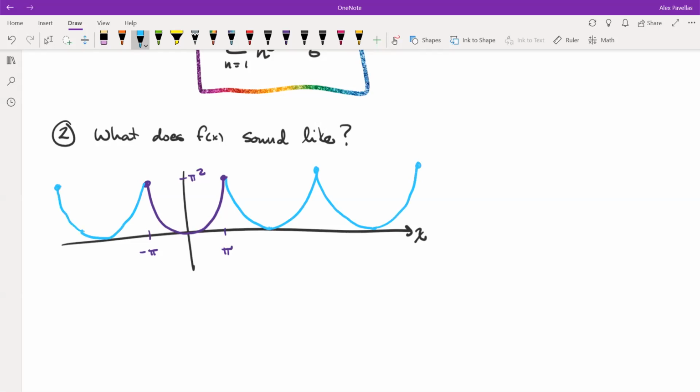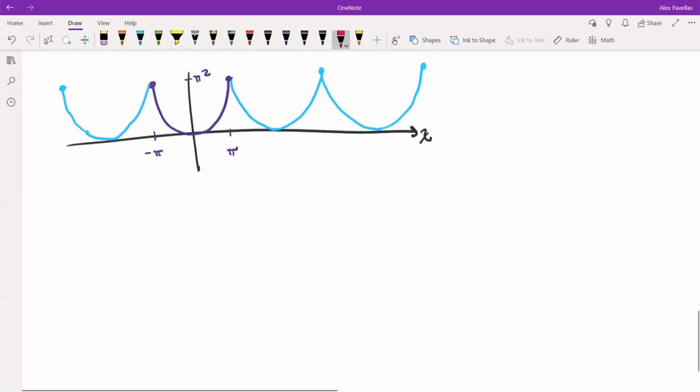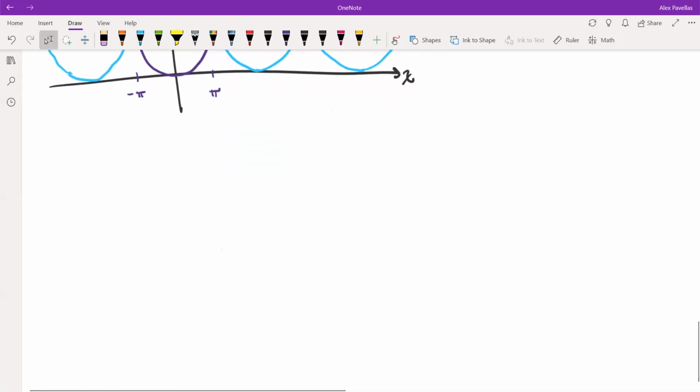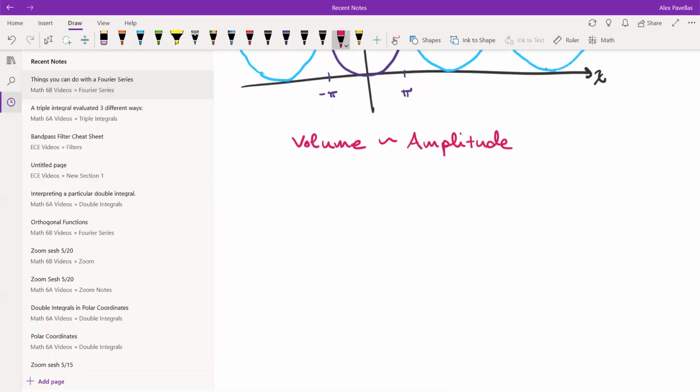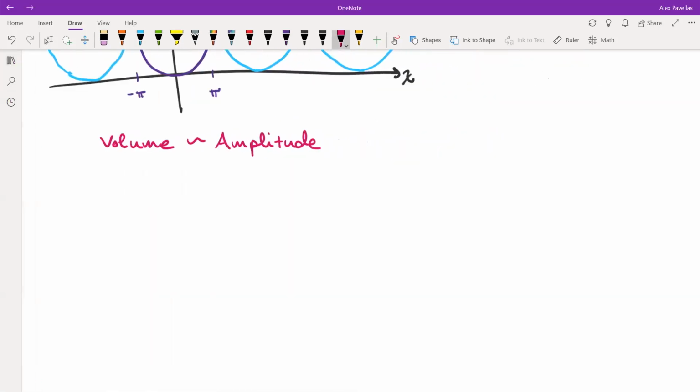Well, now let's think a moment about sound waves. We tend to think of sound waves in terms of volume and pitch. So volume is sort of like amplitude. It's really more like amplitude squared, but for the moment, we'll pretend it's just amplitude. And then pitch is more like frequency.